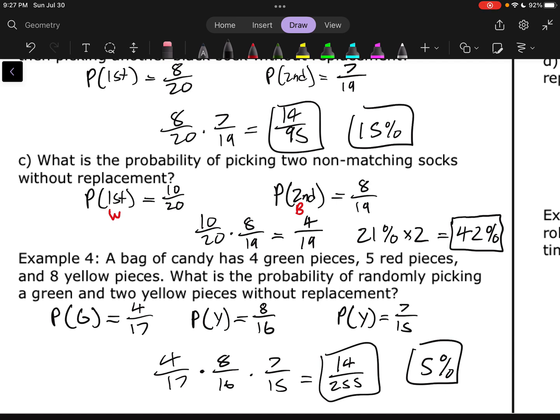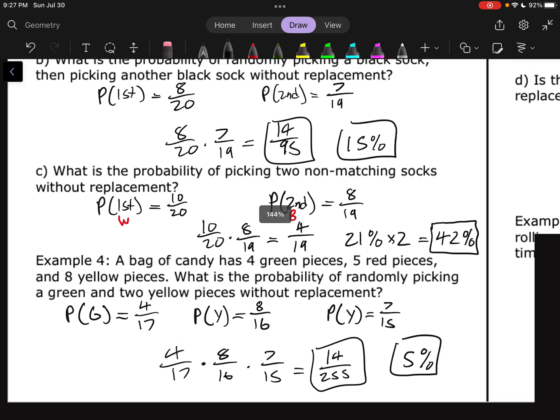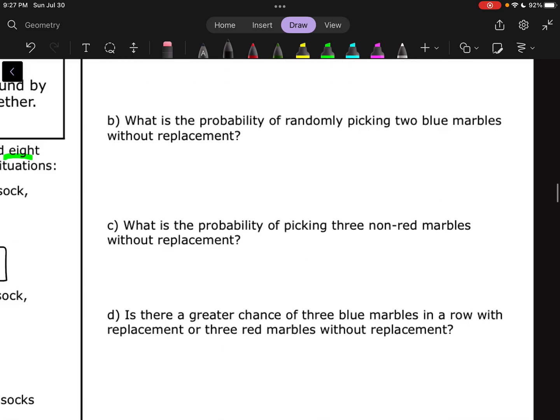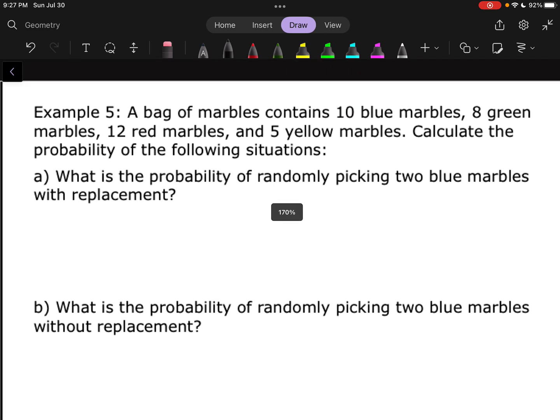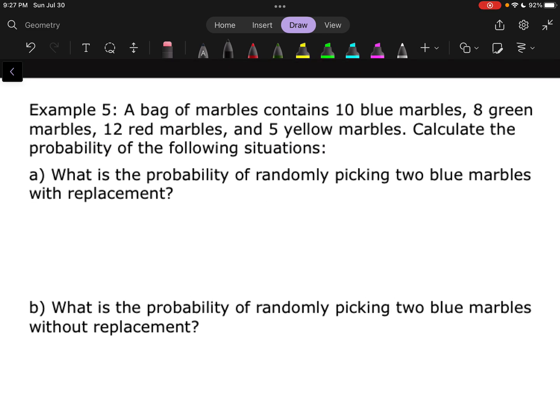Okay, so what are we looking at here? For our last bit here, we got some marbles. A bag of marbles contains 10 blue, 8 green, 12 red, and 5 yellow. So as a total, 10 and 8 is 18, plus 12 is 30, plus 5 is 35 total.